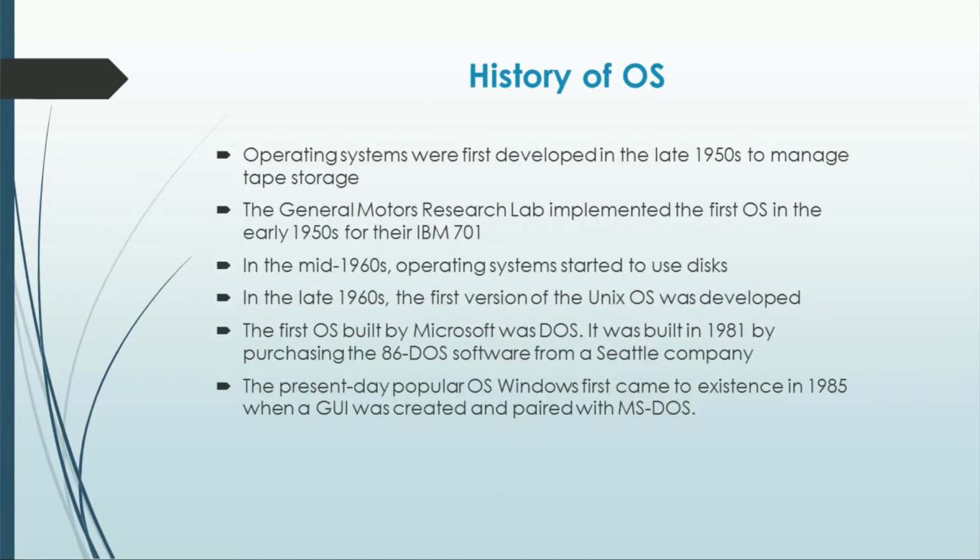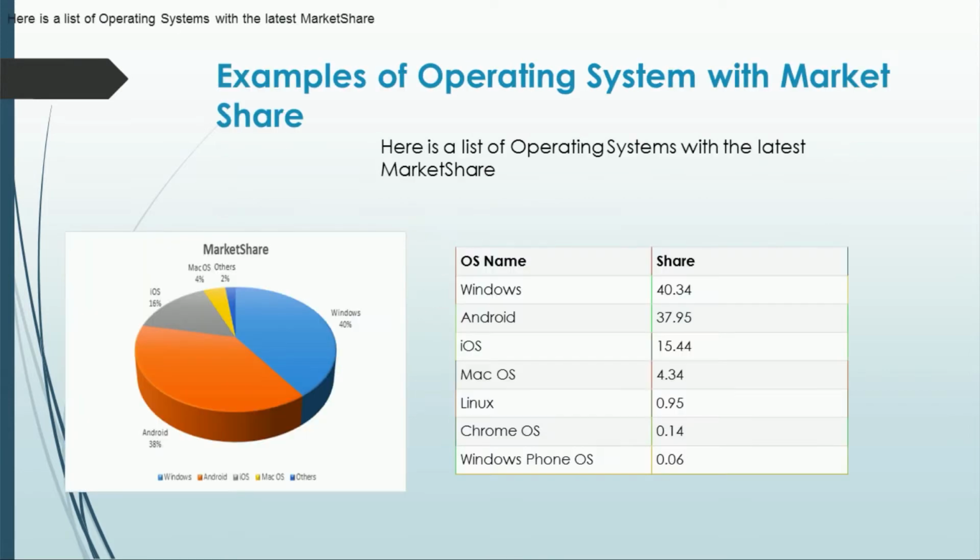So I want to say something about the history of operating systems. Operating systems were first developed in the late 1950s to manage tape storage. In the middle of the 1960s, operating systems started to use disks. In the late 1960s, the first version of the UNIX operating system was developed. The first operating system built by Microsoft was DOS.